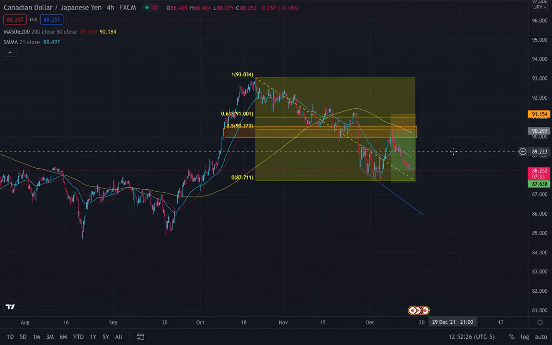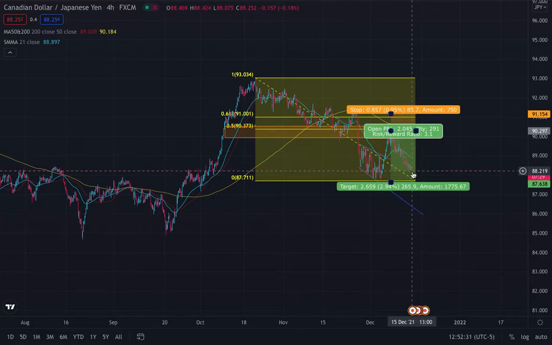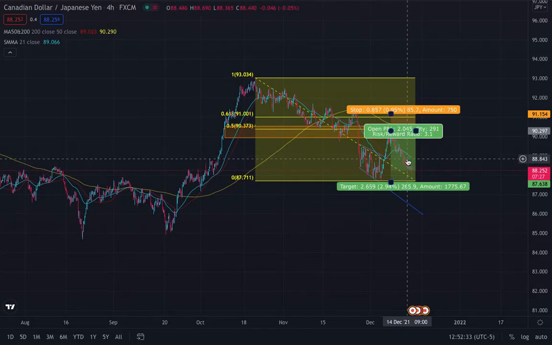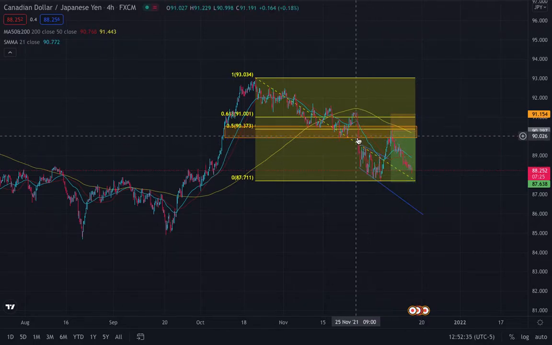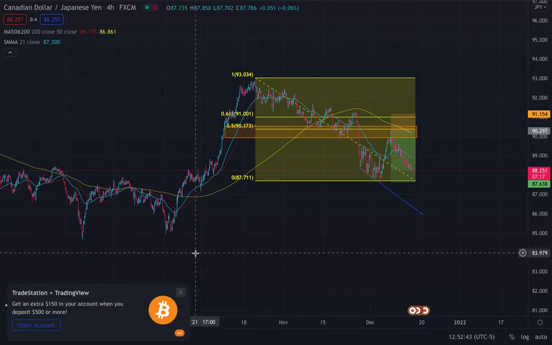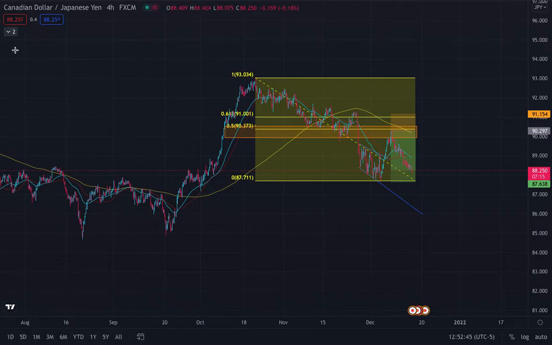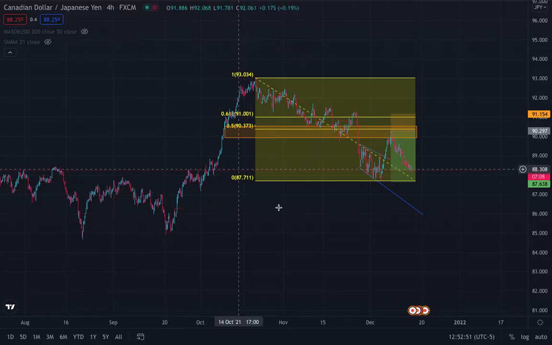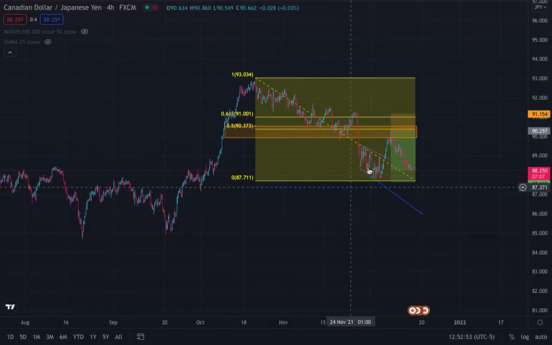I'm probably going to take partials pretty soon. We might see another mini version of this occur, right? Another little pop up and then down again. So we'll see, but this is what you're looking for. You don't need the SMAs at all. Don't need those.